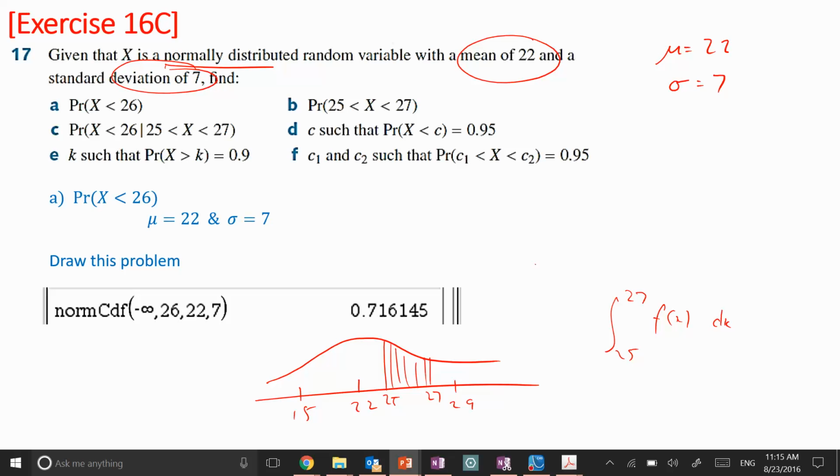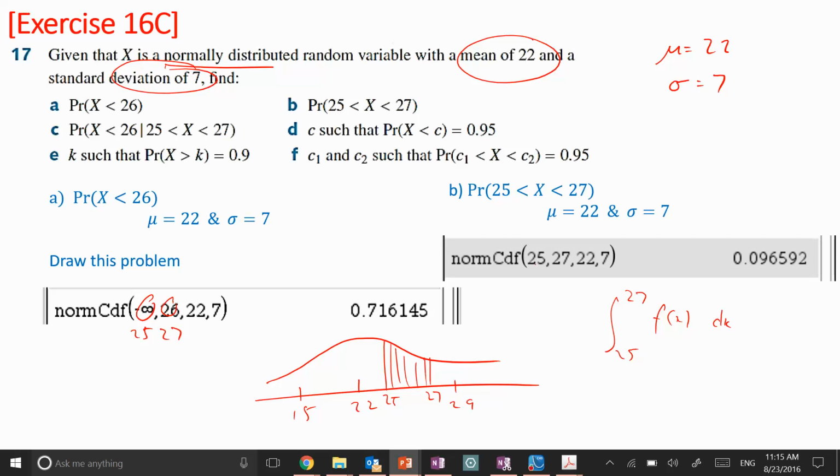In our case, we don't know what f of x is. We just know that it's a normally distributed function. That's why you use norm CDF. So same thing. The only difference is I'm just changing these 2 values. Now this is going to be 25 to 27. Okay, so if I do that, same thing. 25 to 27. Voila. About 9.6%. Okay? Which makes sense. It's a small portion. So it makes sense to be about 9.6%.